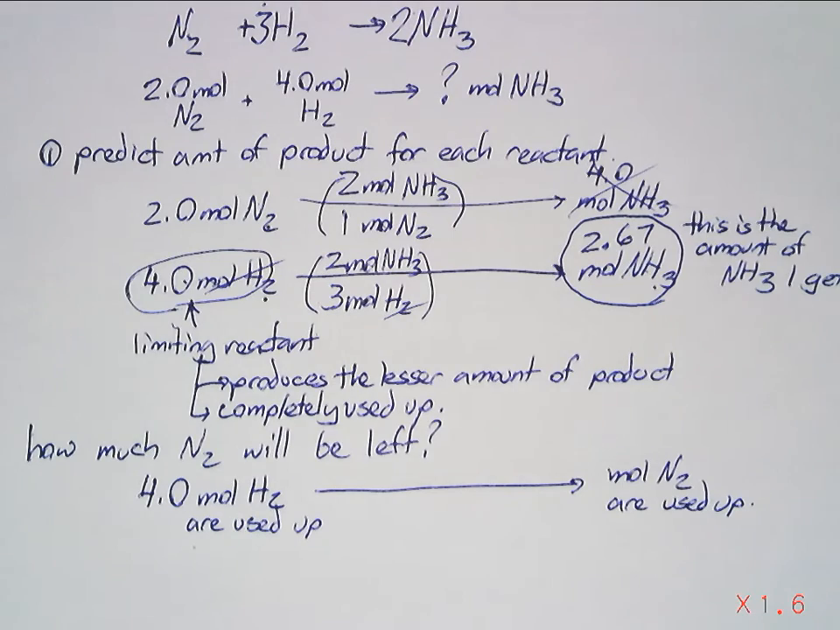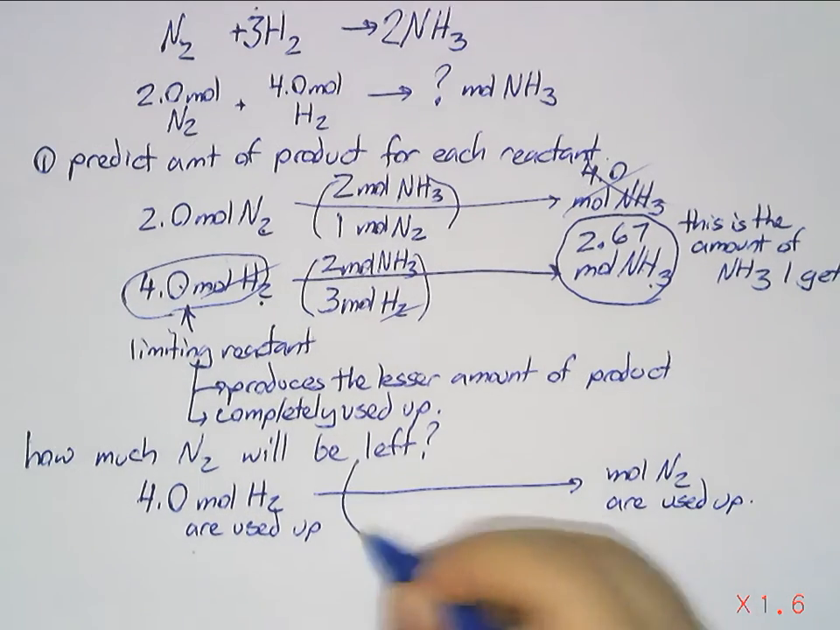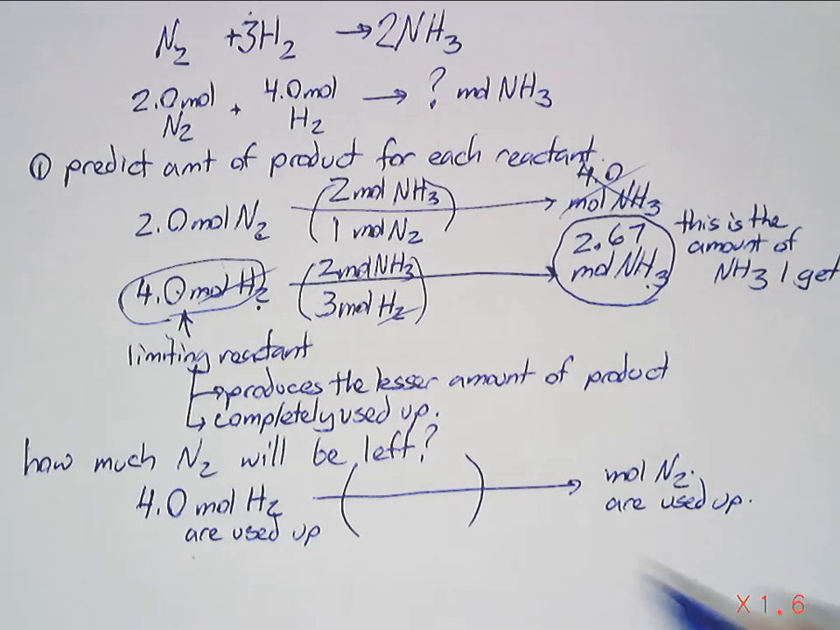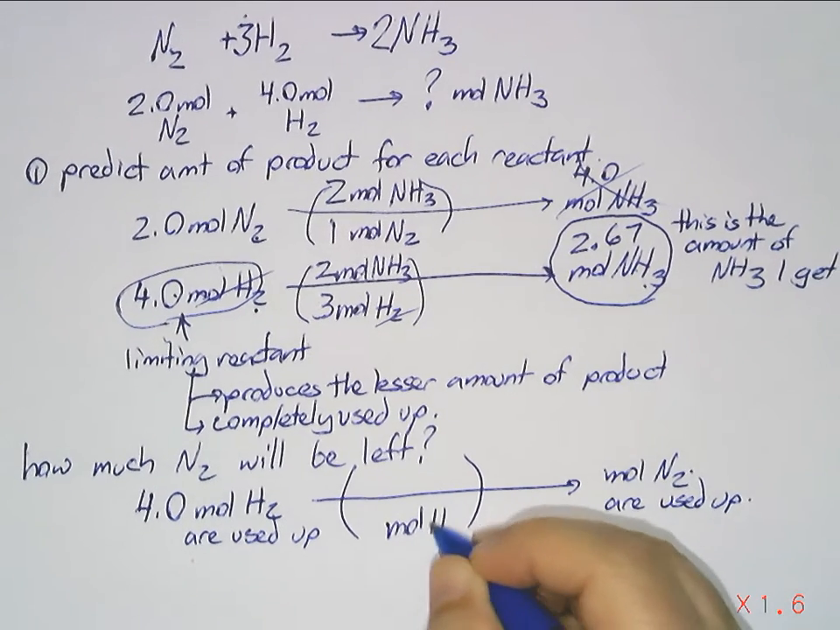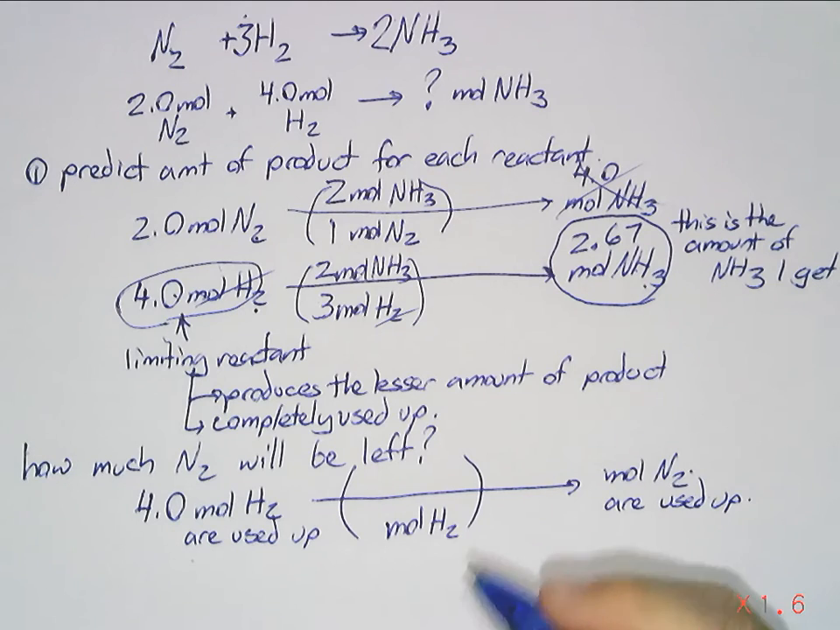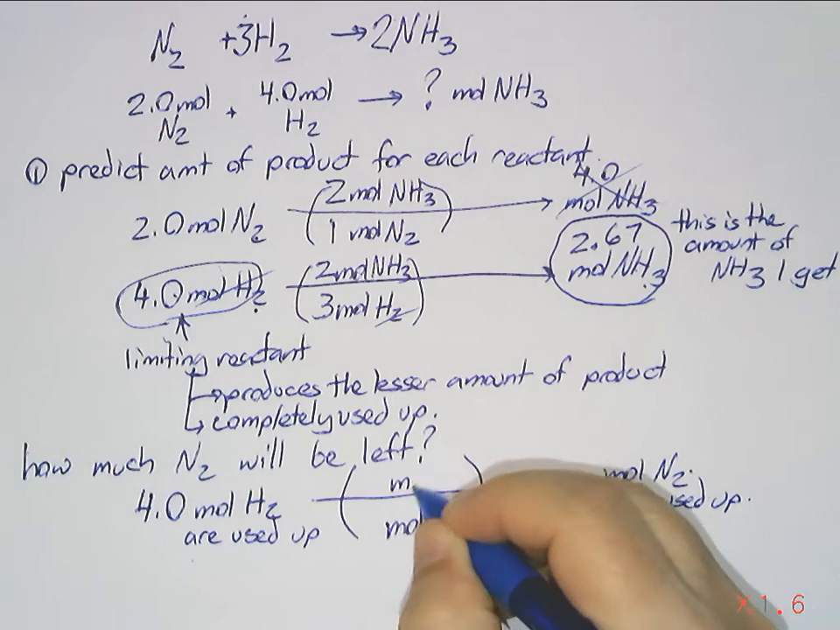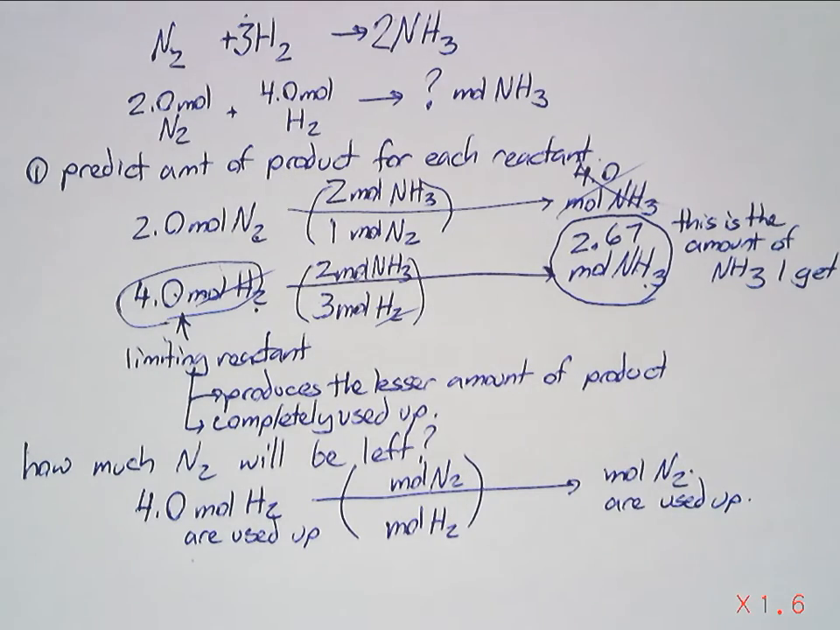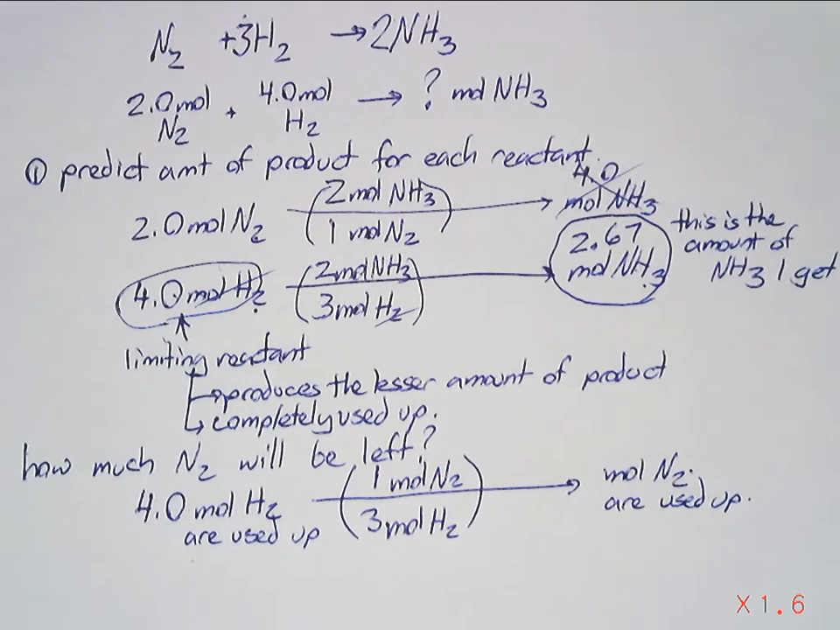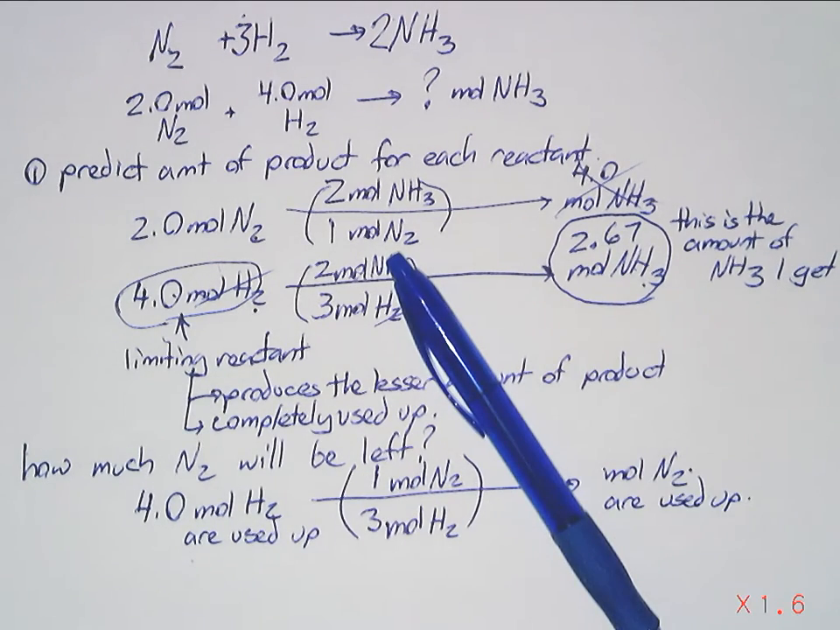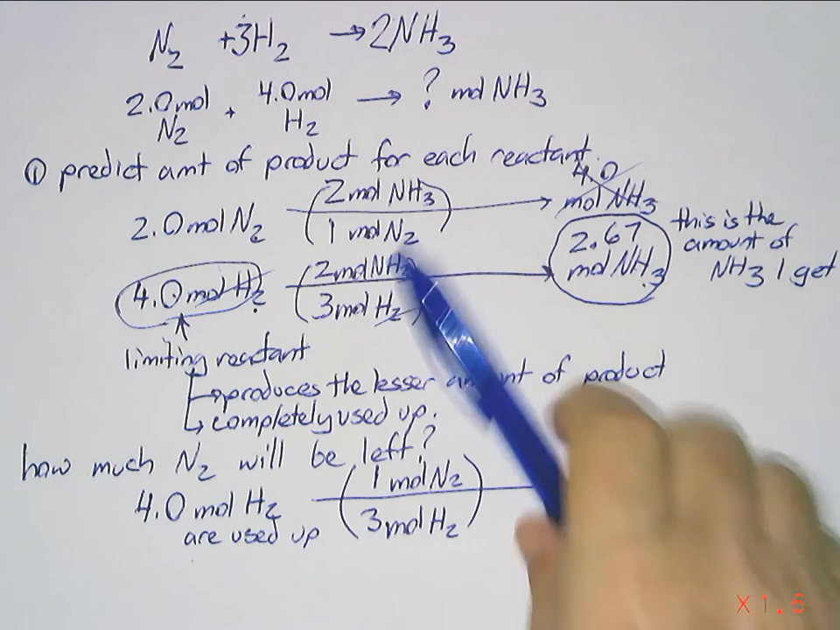Okay, so 4 moles are used up because that was the limiting reactant. Let's turn moles of H2 into moles of N2. We know moles of H2 have got to go on the bottom, and moles of N2 go on top. So I've got 3 moles of H2 for every 1 mole of N2. So this will be 4, okay, sorry about that. This will be 4/3.